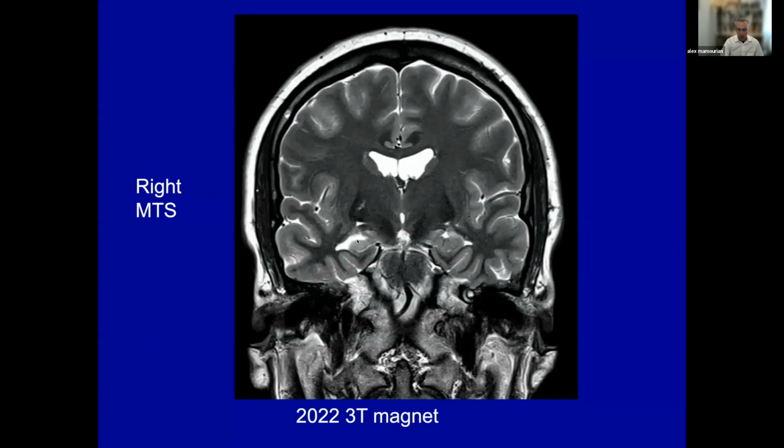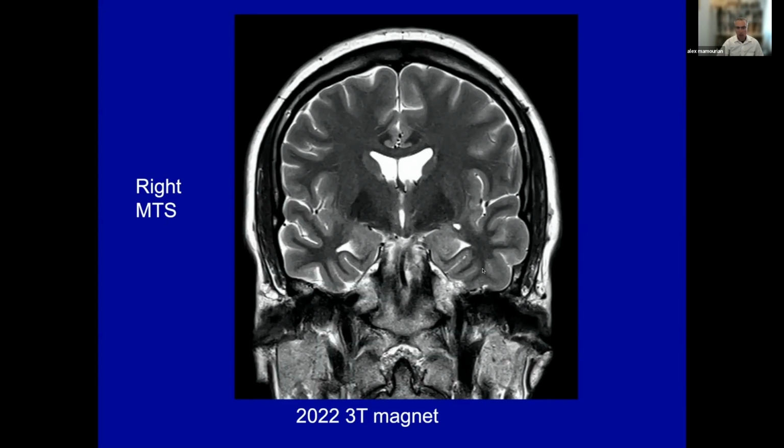There's one other feature here that we'll get into: you want to look at the extra-hippocampal findings. And here you see the mammillary body on the left, and the mammillary body on the right side is smaller.